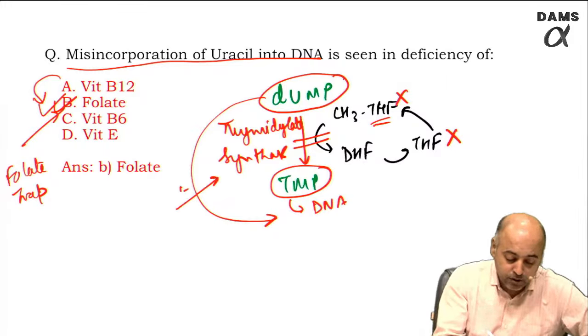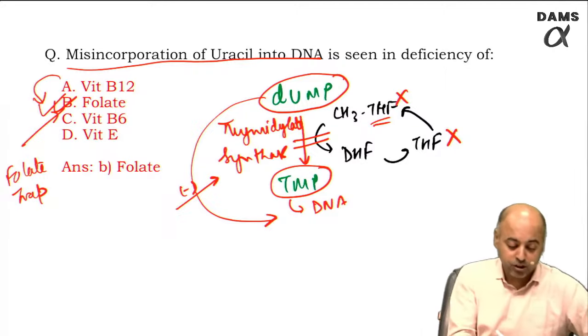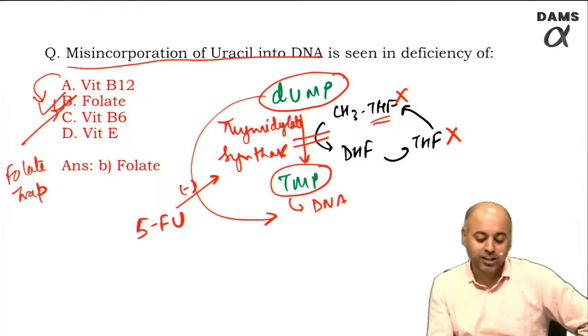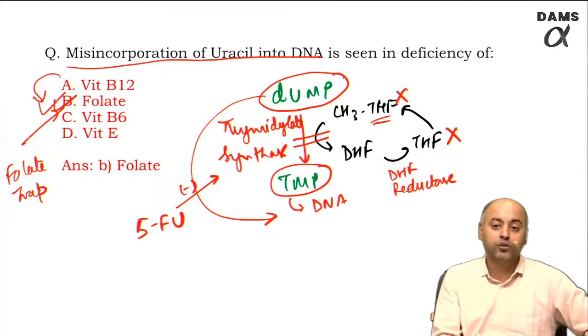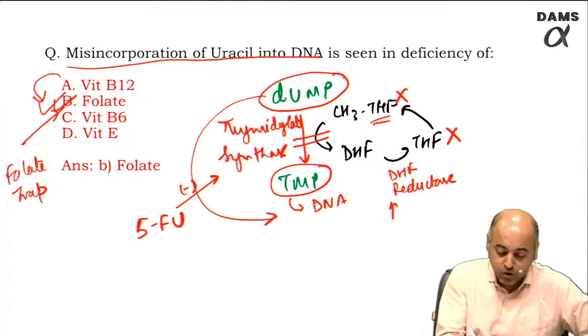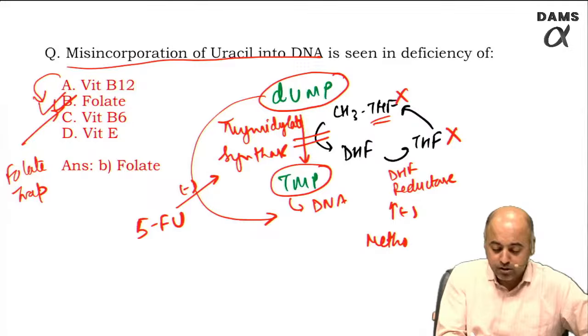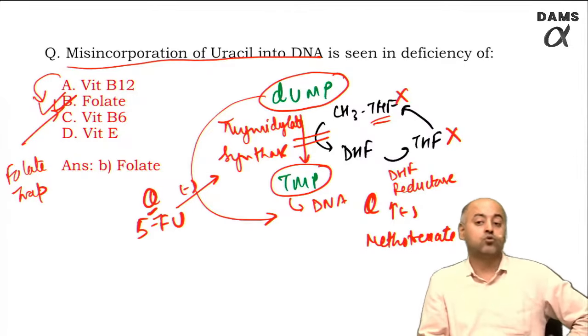Please also remember that the thymidylate synthase is a common target for chemotherapy. The 5-fluorouracil is acting on thymidylate synthase. The dihydrofolate reductase, which is acting in the conversion of dihydrofolate to tetrahydrofolate, is also a common target for chemotherapy. The drug being used here is methotrexate. These are additional commonly asked questions which you should remember.